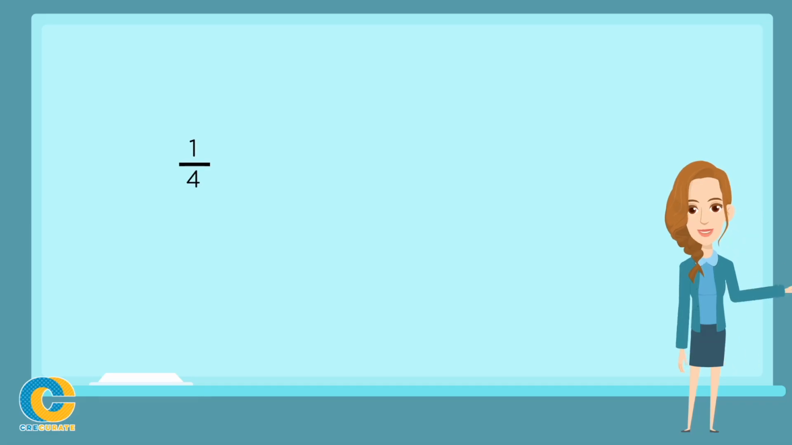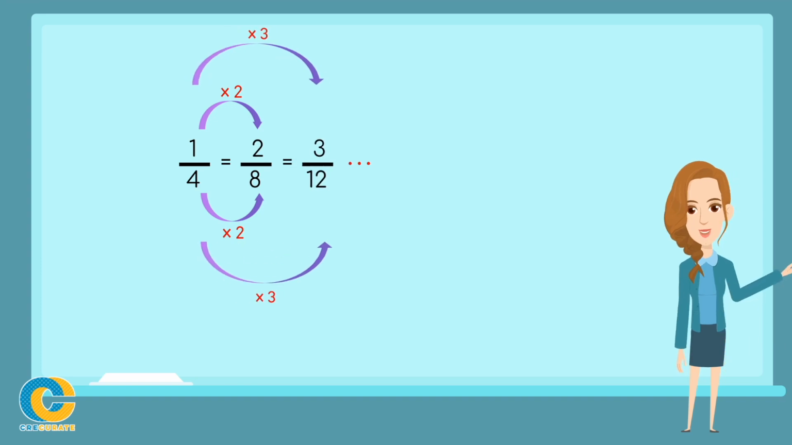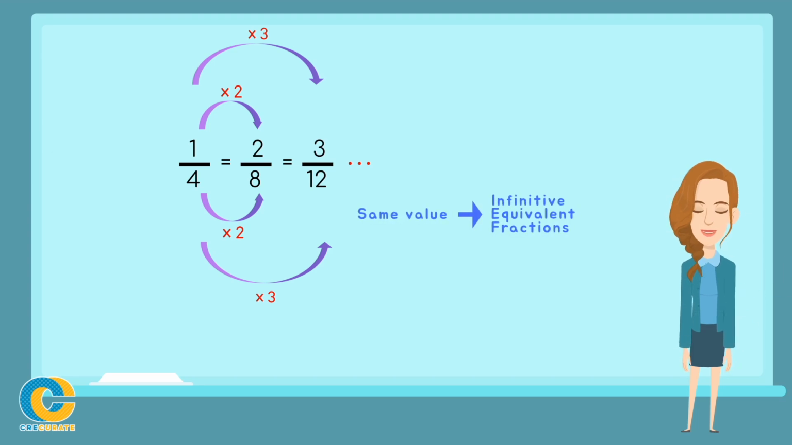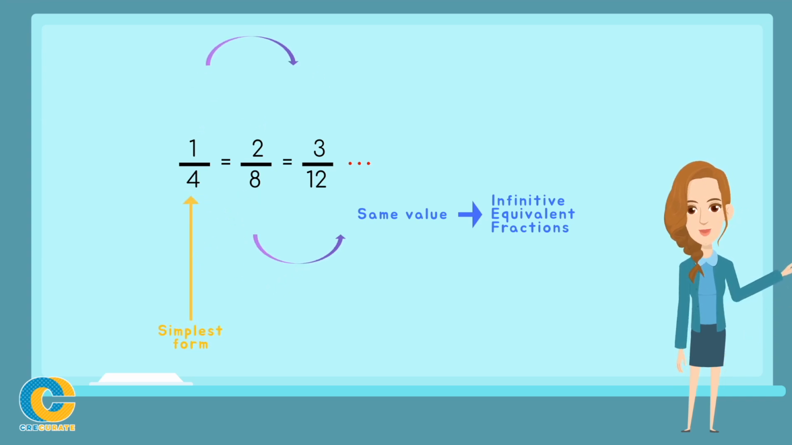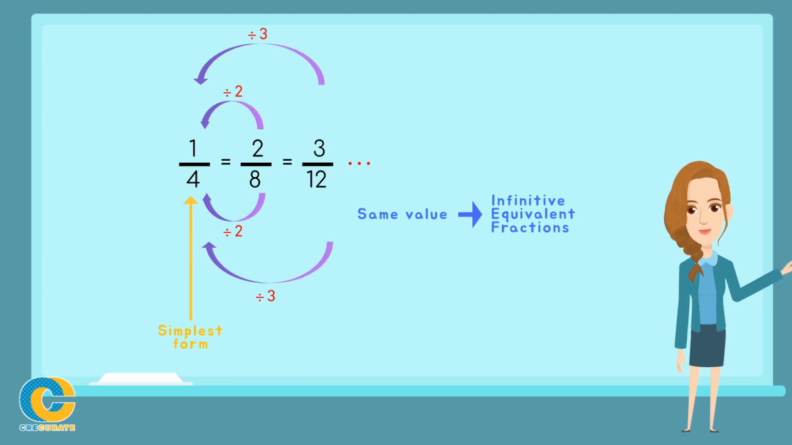When we multiply the numerator and denominator by the same number, we get an equivalent fraction. For example, we can multiply the numerator and denominator of 1/4 by 2 to get 2/8, which is equivalent to 1/4. We can also multiply by 3 to get 3/12 and so on. In this way, we can form infinitely many equivalent fractions, and they all have the same value. 1/4 is also known as the simplest form, because when the numerator and denominator have the same factors, we can always divide to simplify the fractions.